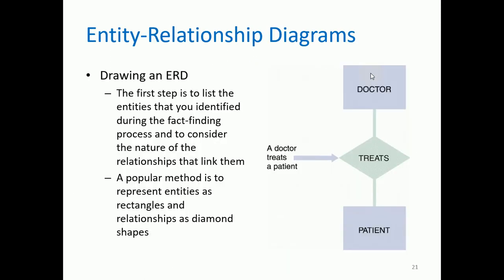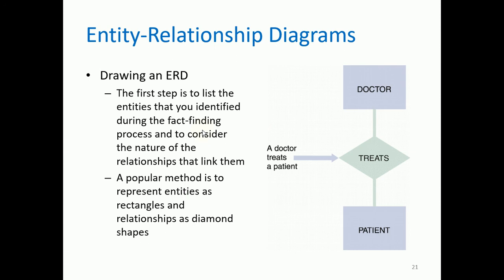Okay, next we have the entity relationship diagram, or ERD. To draw an ERD, the first step is to list the entities that you identified during the fact-finding process and to consider the nature of the relationships that link them. The list is based on the documentation or fact-finding that you have done. If it is a documentation, it is a written document, so you need to analyze and understand the context or situation of the company or any other business that you want to create an ERD for.